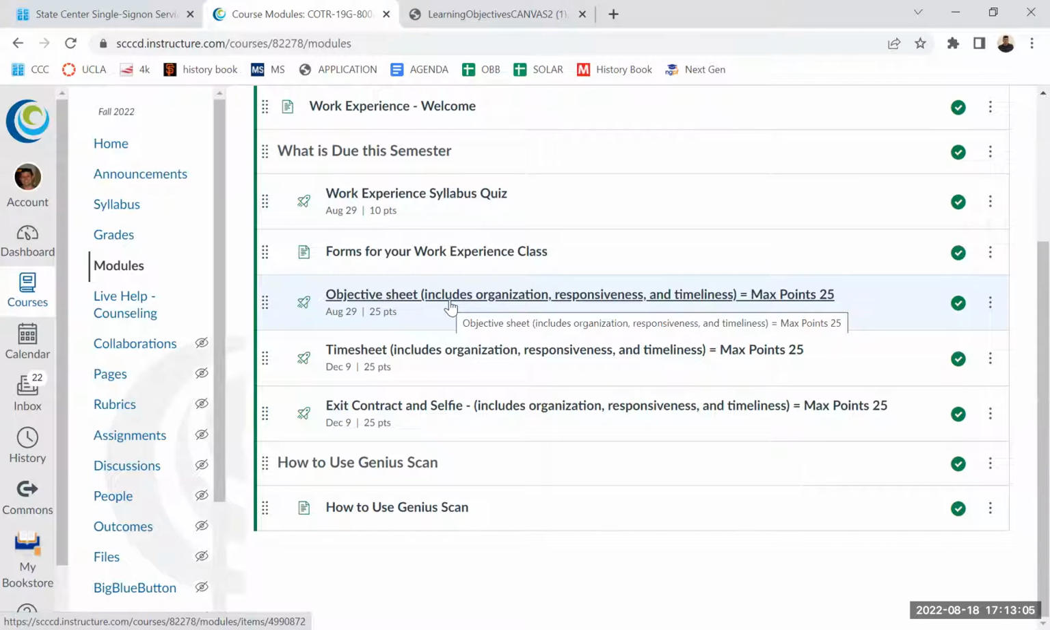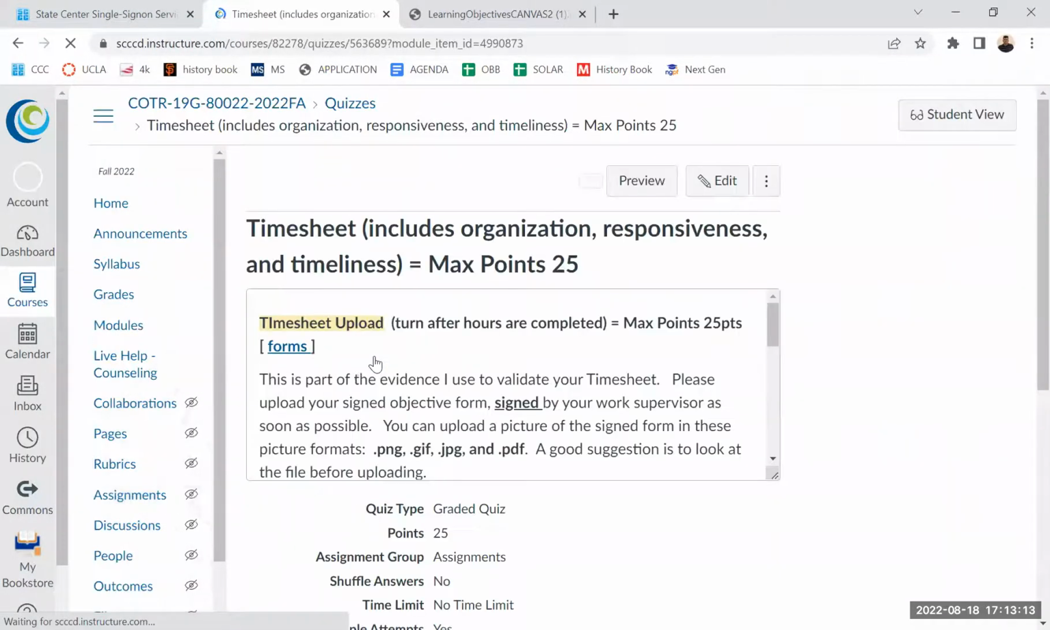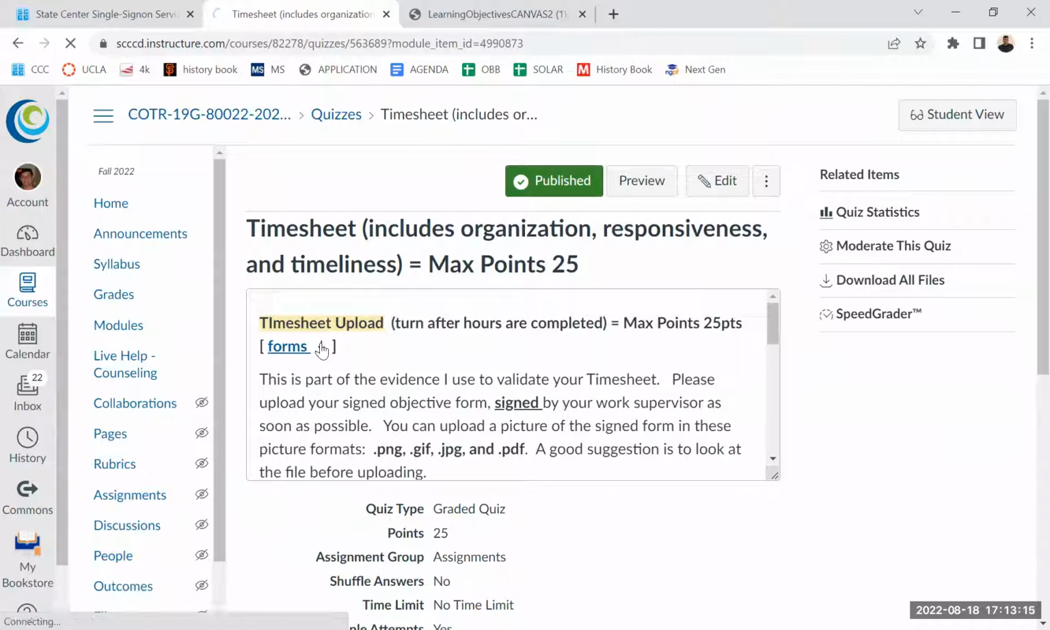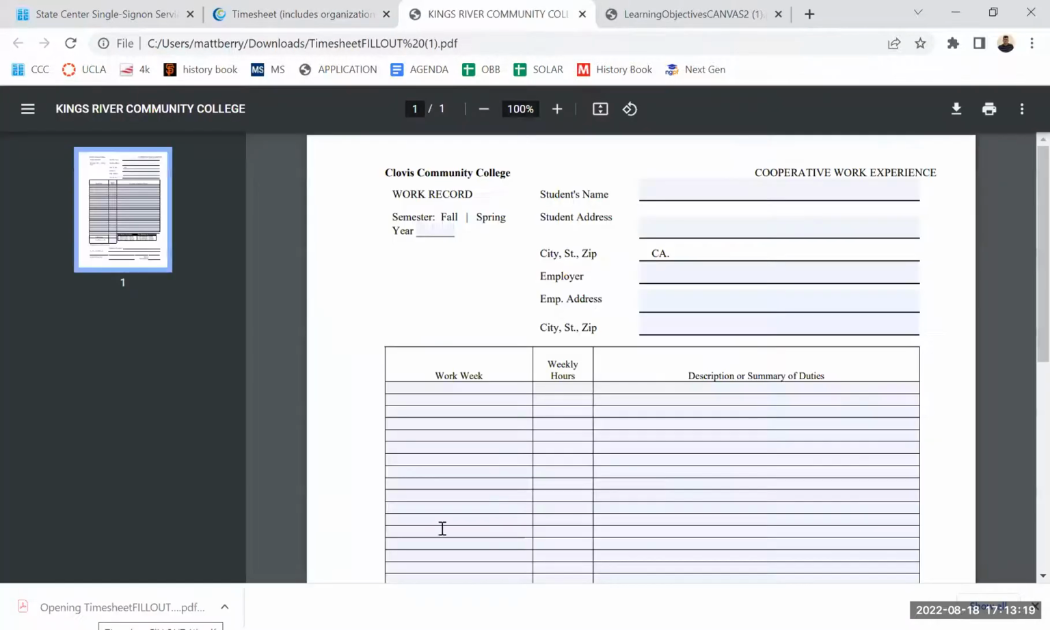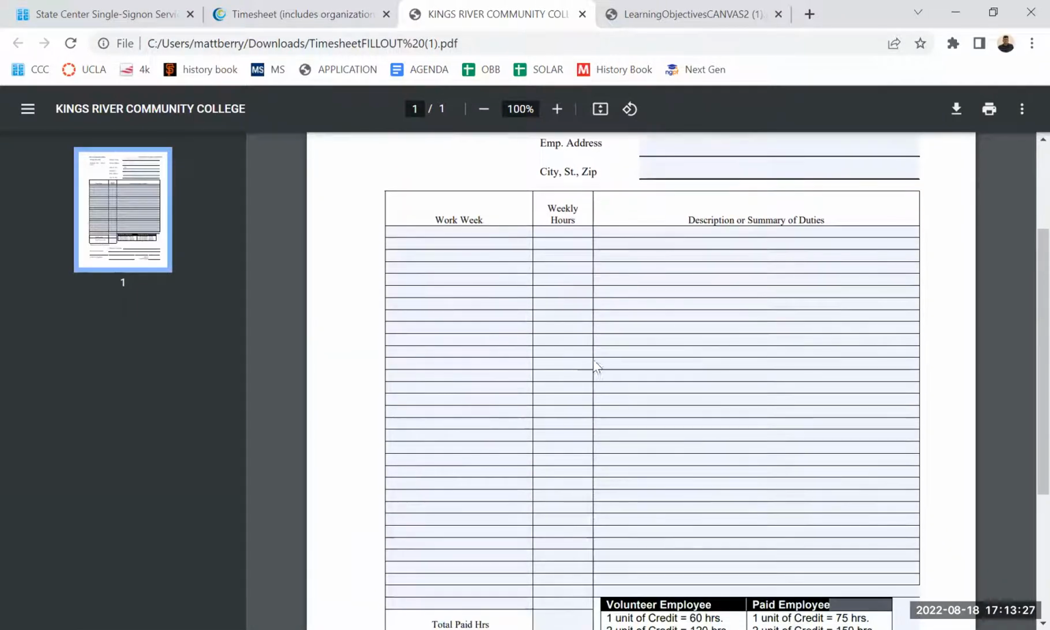You're going to be working and you are going to be filling out your timesheet. So again, under modules, we have our timesheet. If you view it here, it's another editable document. You'll submit your name, your employer. And then here's where you're going to fill in your hours. Don't wait till the end of the semester and then fill them in. You need to be filling it in as you go.